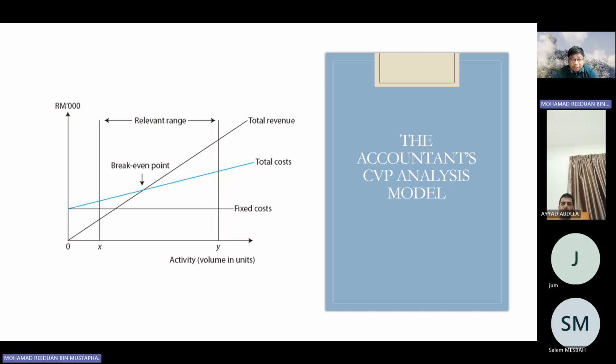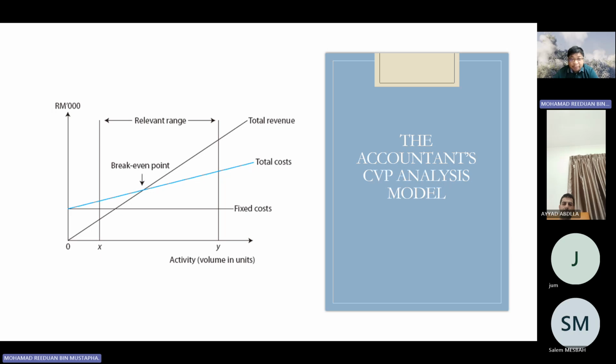About the total cost: the total cost starts from the fixed cost plus variable cost. The fixed cost is at a value of maybe 10K, 10,000. That is the starting point of the total value, and then it will increase depending on how much additional variable cost is needed to manufacture the product. When the total cost crosses the total revenue, that is what we call the break-even point.